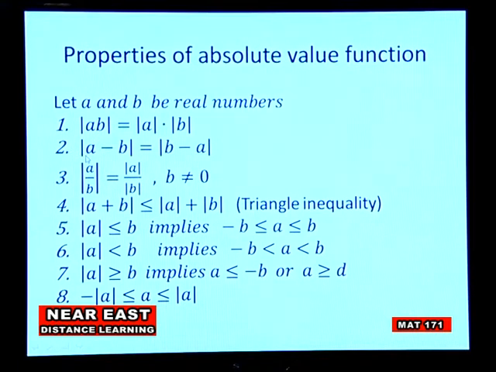Property 2: absolute value of a minus b is equal to absolute value of b minus a. The order doesn't matter provided they are in the absolute value, because absolute value of 2 minus 3 will give you 1, because 2 minus 3 is minus 1, and absolute value of minus 1 is 1. The same thing happens when reversing the numbers: 3 minus 2 will be 1. So absolute value of a minus b is the same thing as absolute value of b minus a.